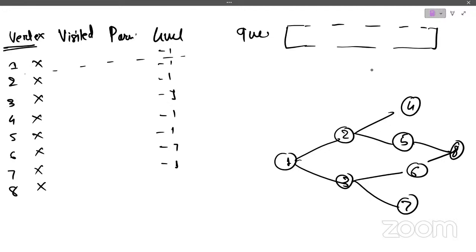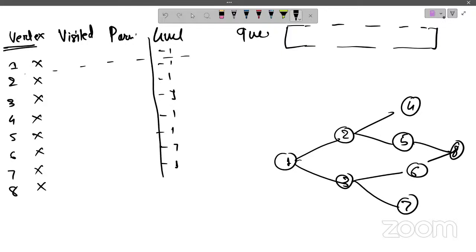Okay, so Ma'am, what is level? Level is basically we'll assign a number, first level, second level, in which step you are going through that vertex. I mean, how many vertices you pass to connect to that vertex. That's basically called a level. I'll explain. Okay, let's start.